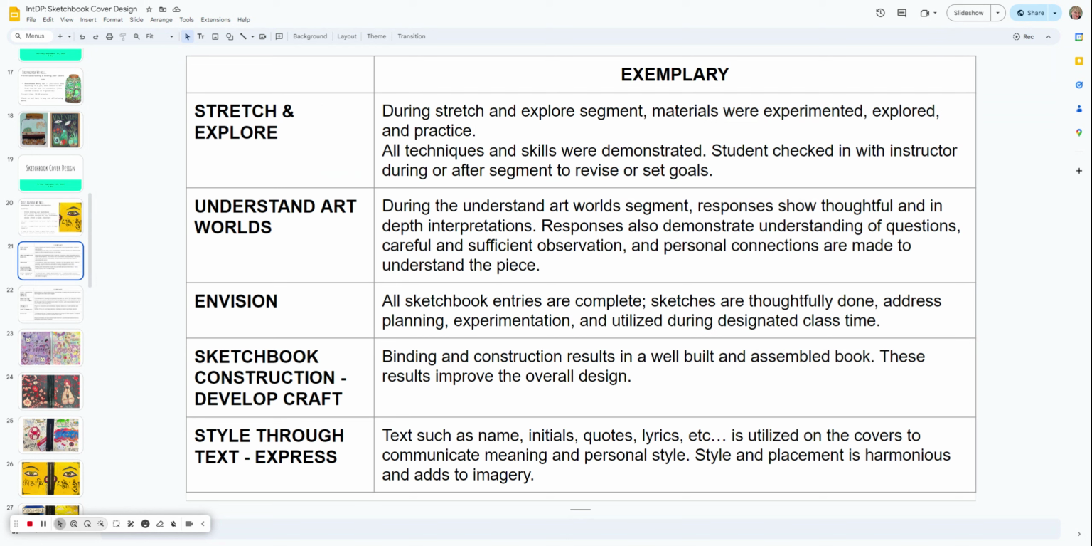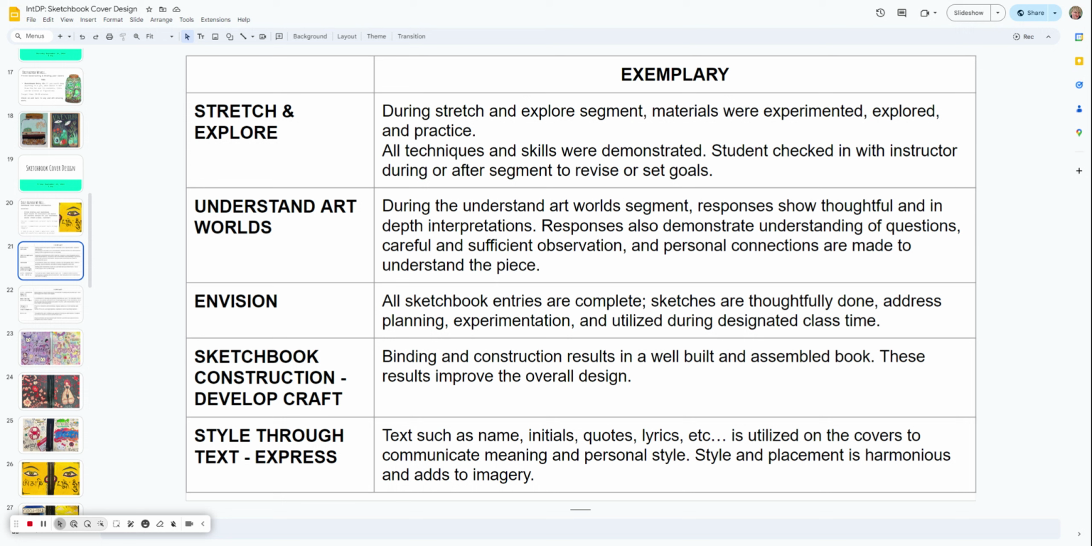So first thing is going to be with the rubric. Some of these parts we've already done. Some of them are going to be ones that you focus on with the cover design. So stretch and explore, we already did this segment. This was the one looking at alcohol markers. Understand art worlds was the artist reflection in Schoology. Envision will be kind of a continuous one that we do throughout the unit, looking at any of the planning and sketchbook entries we do. And then the sketchbook construction, this would have been the binding and construction that we've talked about.